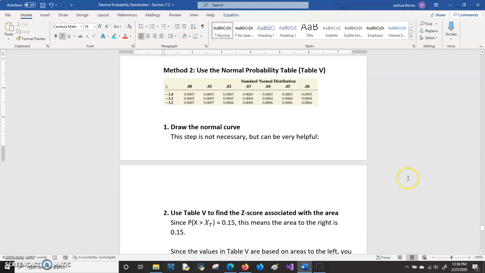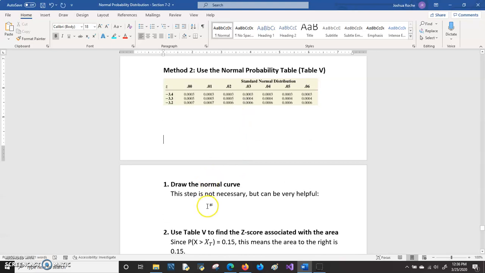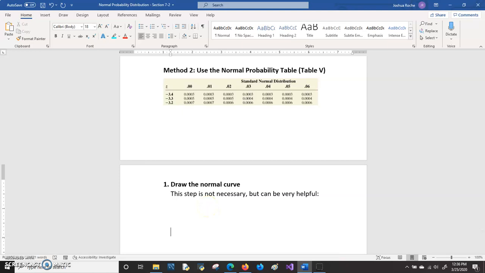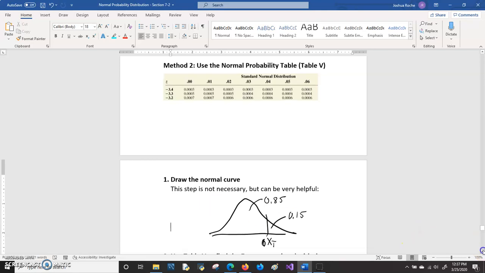The other way that this can be worked out is using a table. If you hadn't already drawn a curve, then you want to go ahead and do that. Here's xt. The area above it is 0.15. The area below it is 0.85. The area to the left is 0.85.